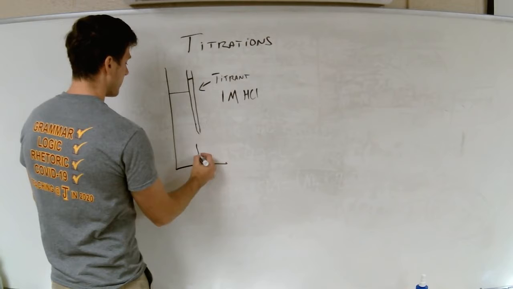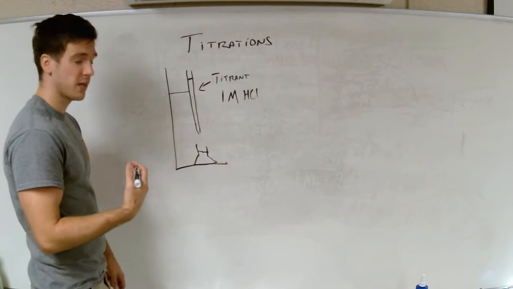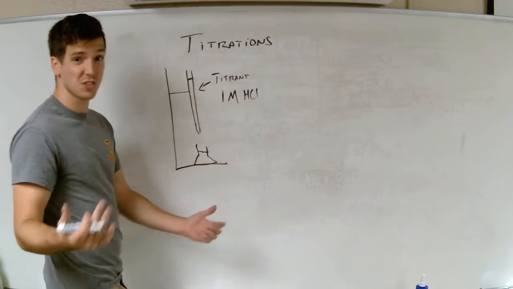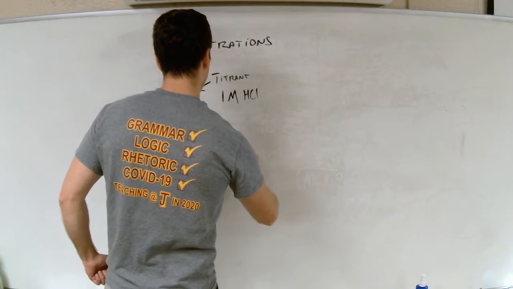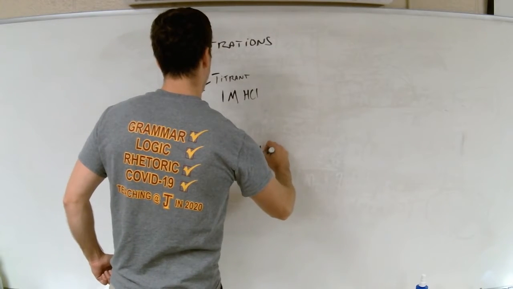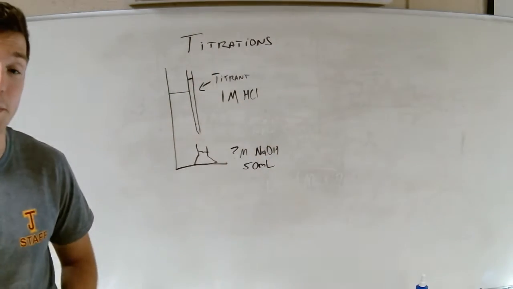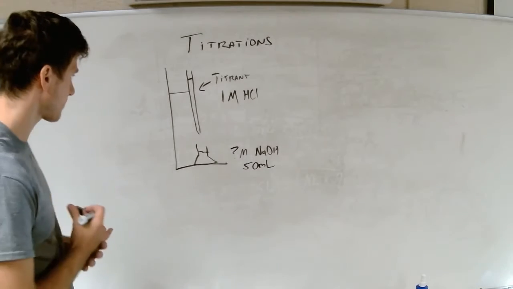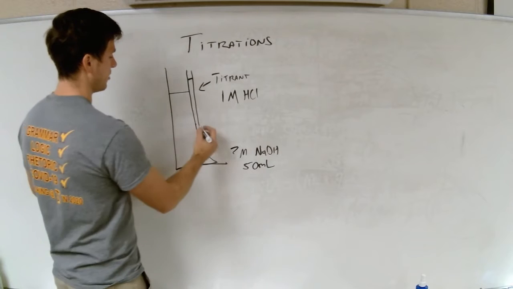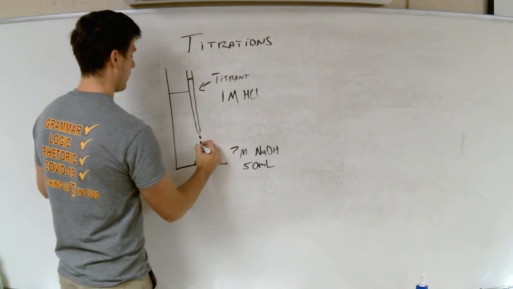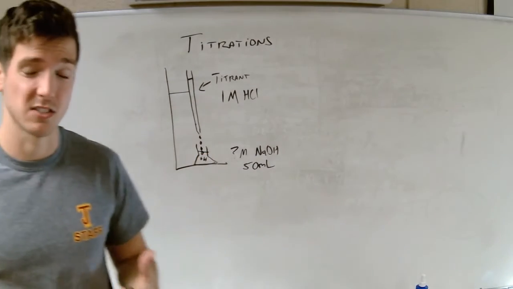And then down here we'll have a flask with a known volume of some solution. We don't know what the concentration is, but let's just say it's something molar NaOH, and say we have 50 milliliters of it. All right. So with titrations, what we do is we add titrant dropwise to this flask, and then all these ions start reacting.